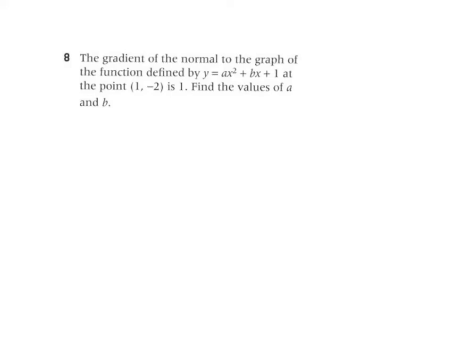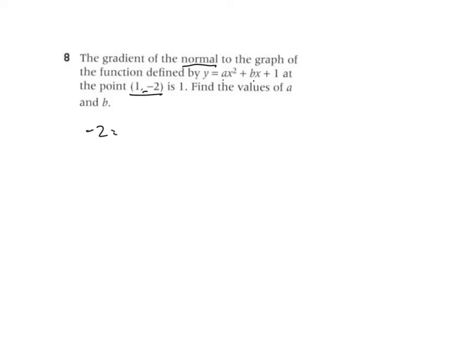So in this problem here, we're looking for the gradient of the normal to the graph of the function defined by this. At this point is 1. So this is the normal. Find the values of a and b. So I have two variables, so it means I need two equations. The first thing I'm going to do is plug 1, -2 into the equation.